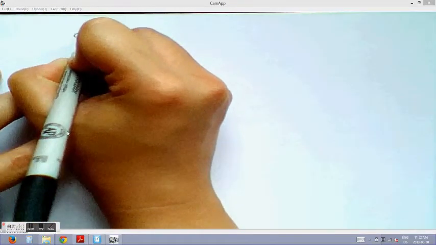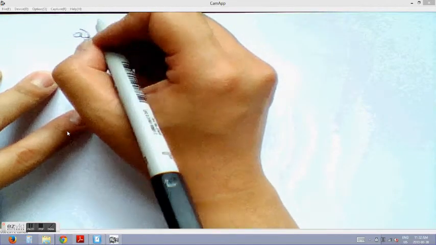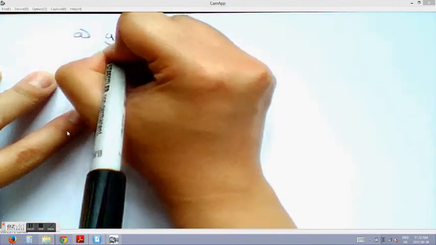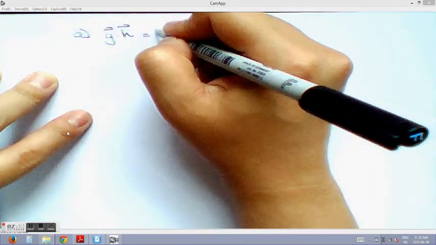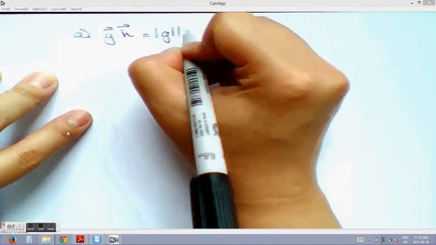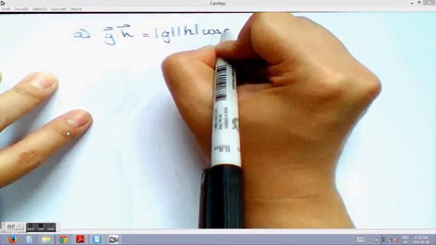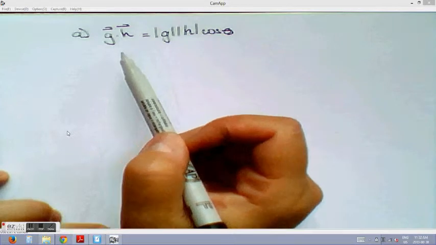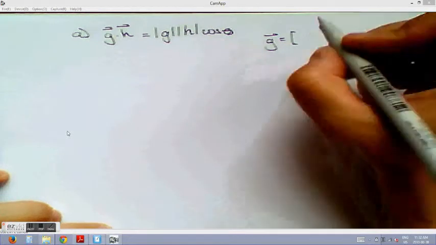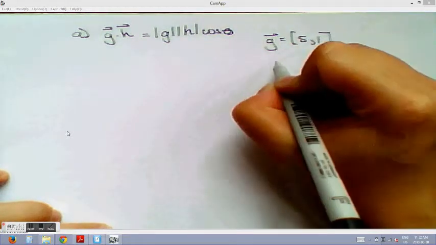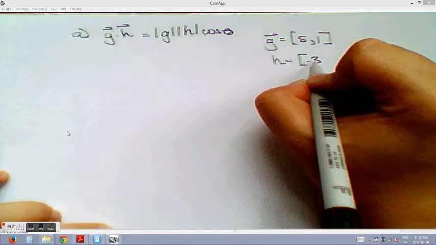Okay, so let's first write out the equation for the dot product using its magnitudes. So, okay, there's our equation. Okay, cosine of theta using G and H instead of A and B. So now we're given that G is equal to (5, 1), and H is equal to (-3, 8).